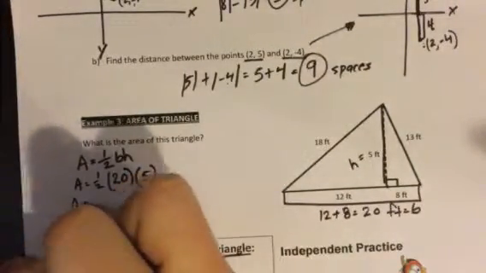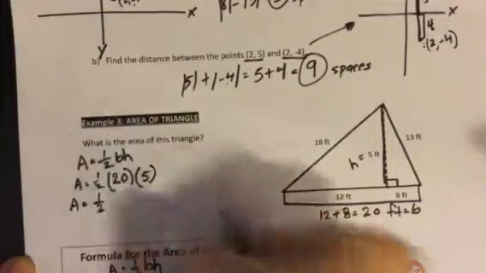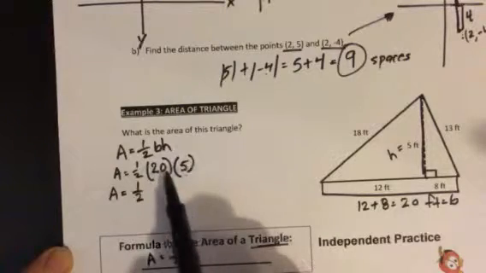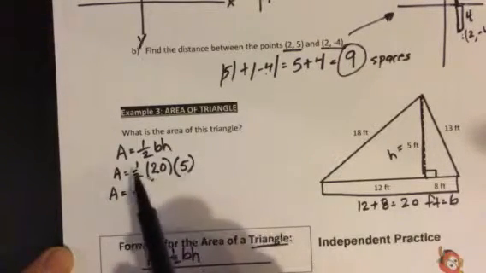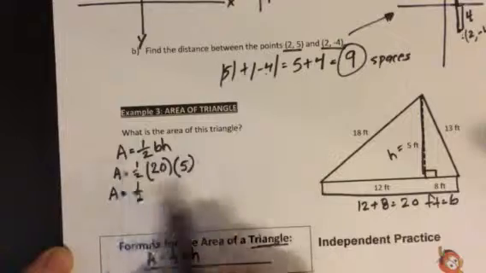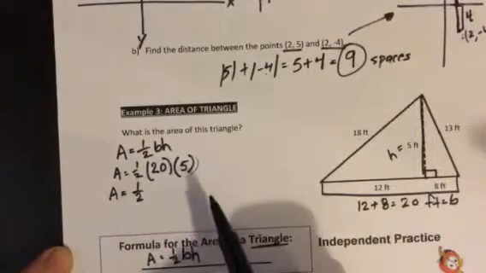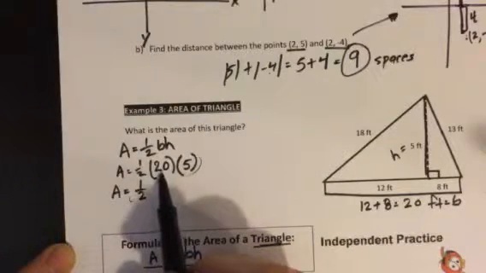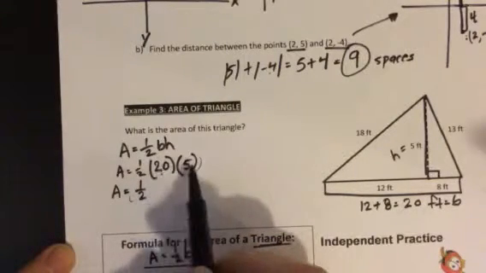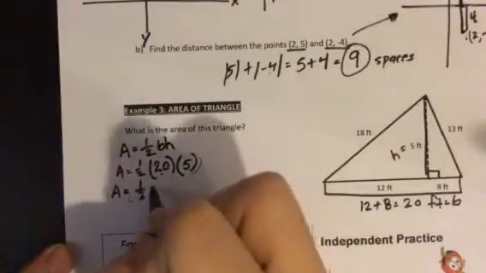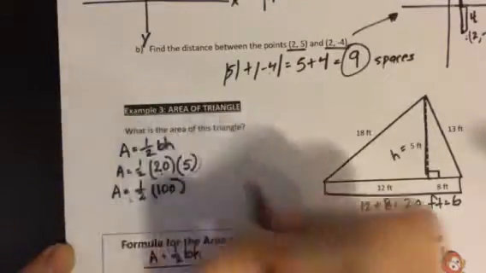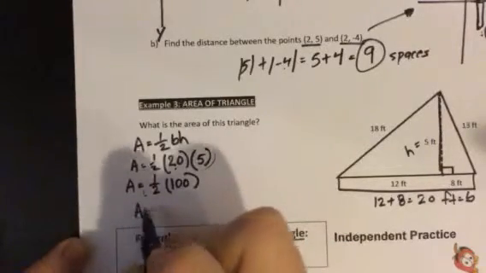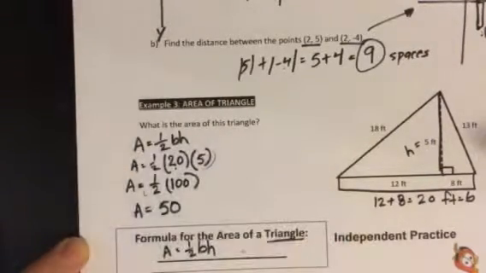So our area is going to be 1/2. Now with multiplication, remember, you can multiply these in any order you want. That's the commutative property of multiplication. We don't have to multiply from left to right when it's all together like this. So I actually find it easier sometimes to leave the 1/2 off to the side and to multiply 20 times 5, my base times height. So 20 times 5 is 100. And now my area is 1/2 times 100. Half of 100 is 50.